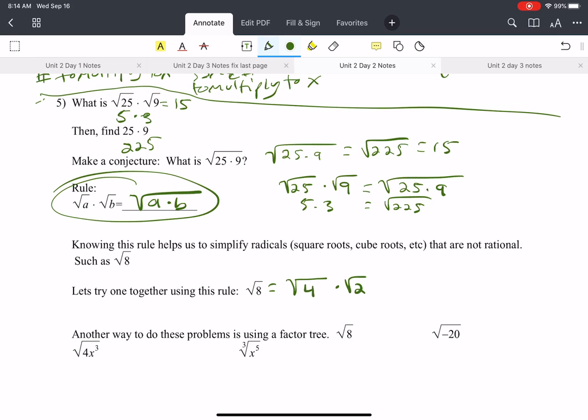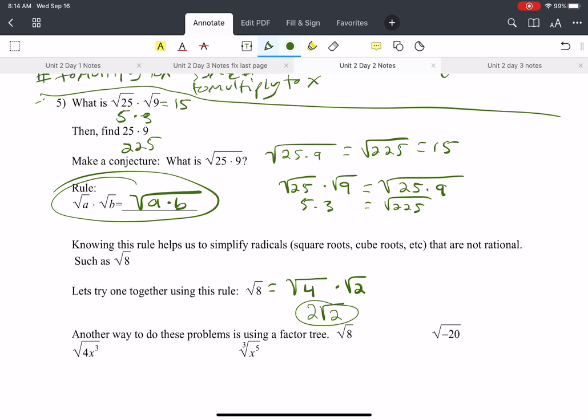Everybody good? Now, the square root of 2 is irrational. That's not going to simplify anymore. But the square root of 4 is a perfect square. What is the square root of 4? 2. So 2 times the square root of 2 is the reduced radical of the square root of 8.